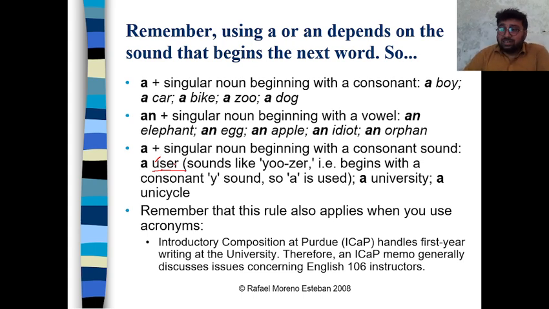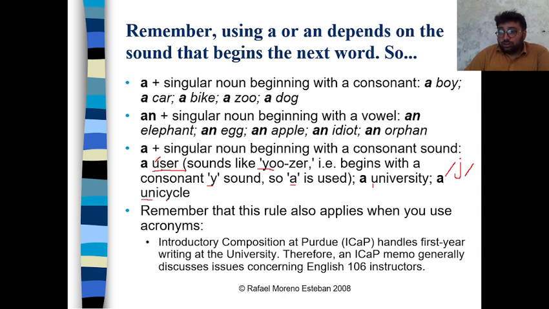Let me tell you guys, this one is not a vowel sound because it is a yoo sound. It could be written by APA just like this, okay? It is a yoo sound beginning with a consonant sound. So, a is used. Whenever we are talking about a university, we will have to use a.